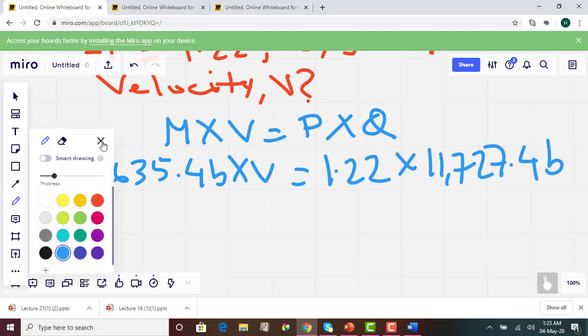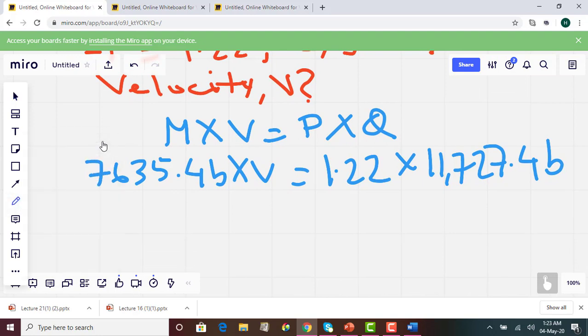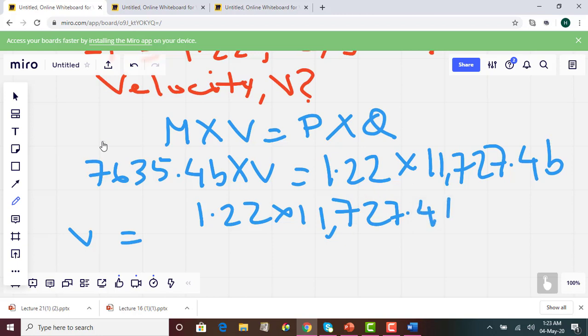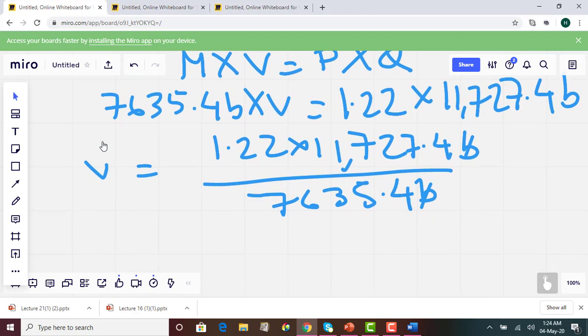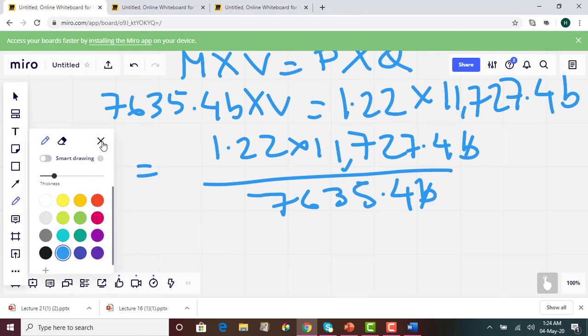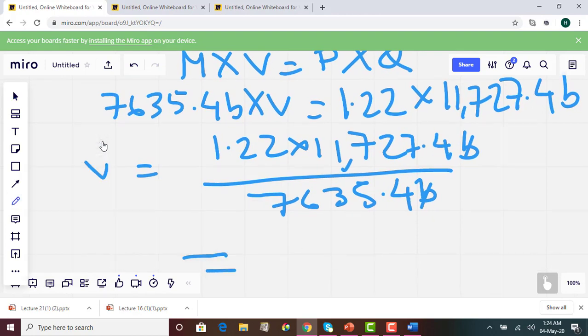So now we rearrange. V will be equal to 1.22 times 11,727.4 billion divided by 7635.4 billion. Billion usually cancels out. So if we do the calculation, we will see the velocity is 1.87.